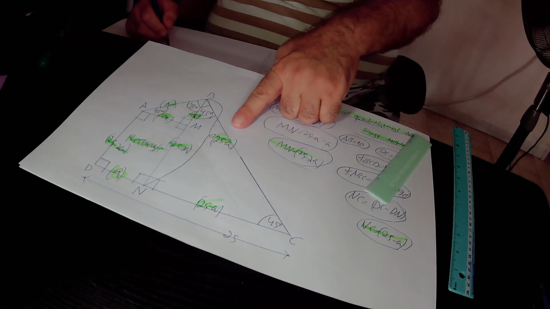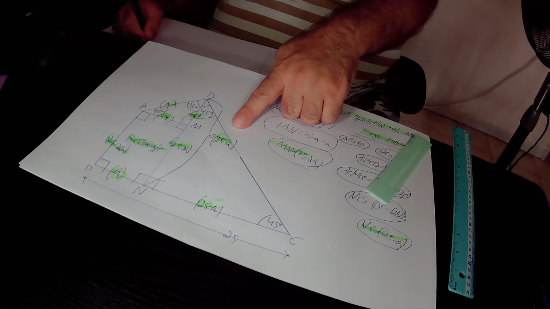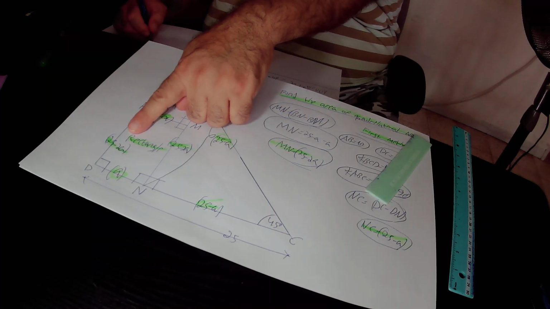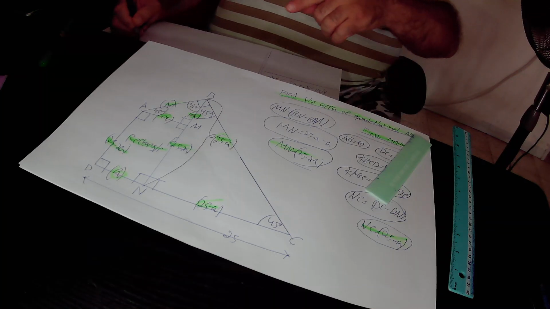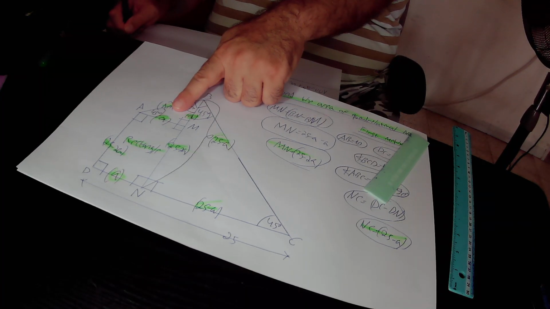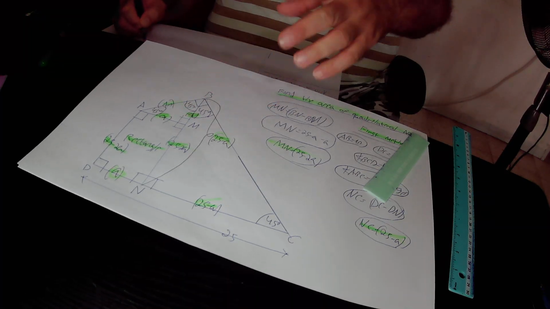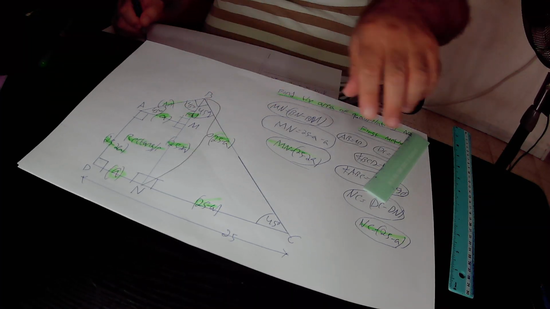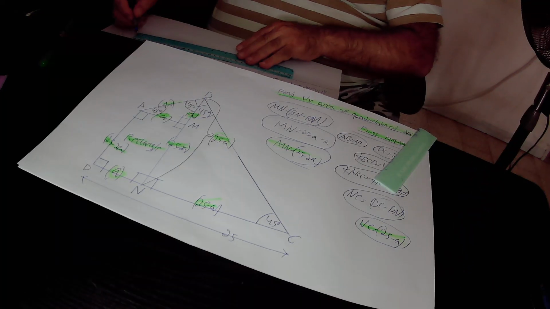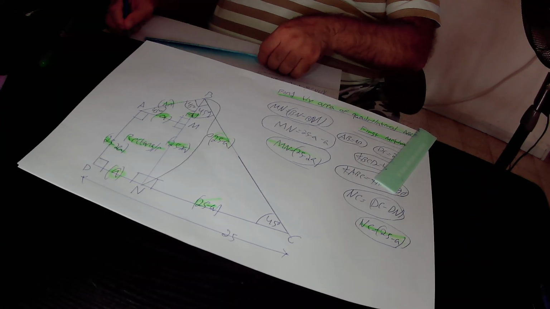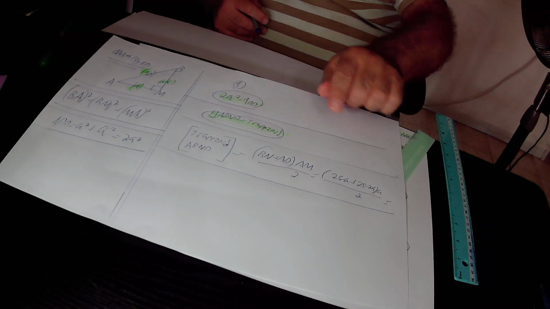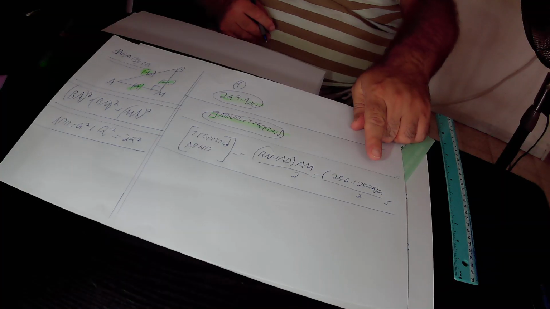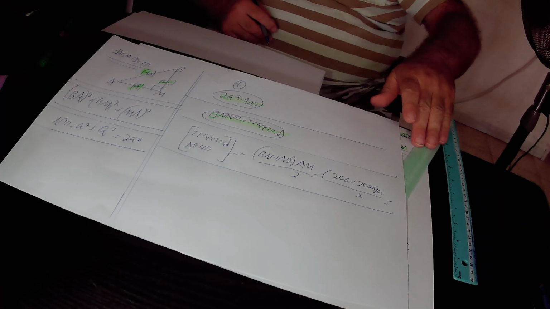BN is 25 minus A plus AD. AD is 25 minus 2A times the height AM. AM is A divided by 2. So in total we should find out that the area of this trapezoid ABND is equal to 25 minus A plus 25 minus 2A times A over 2.